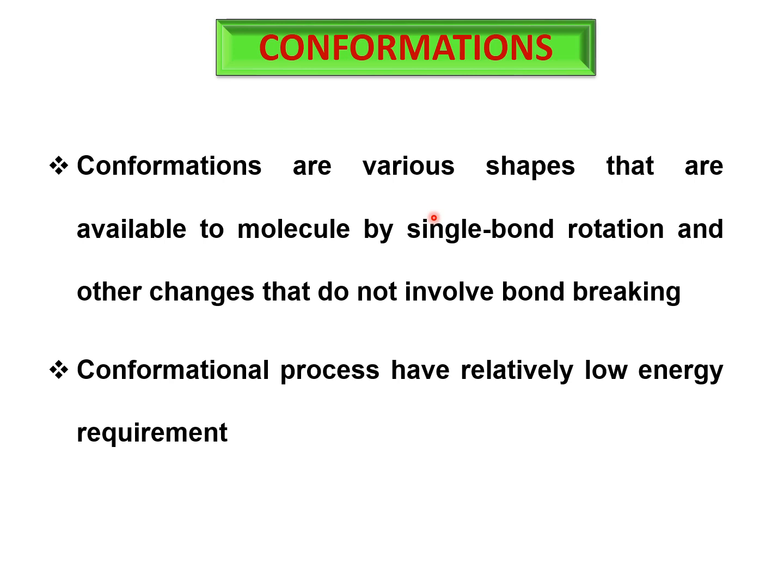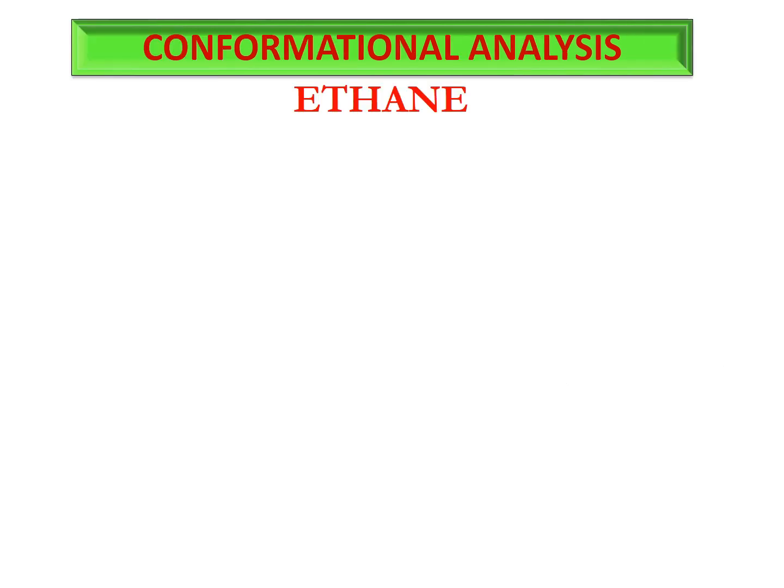So this conformational process, or the conversion of one conformational isomer into another, has relatively lower energy requirements, and they are easily interconvertible. What are the examples? Let's see on the next page how we can explain different conformational isomers. So we start off with ethane.